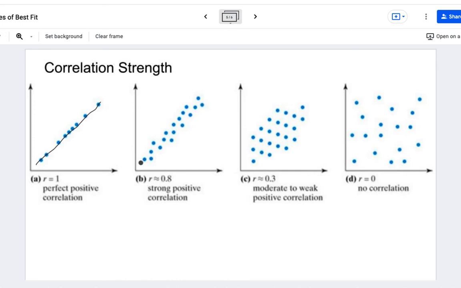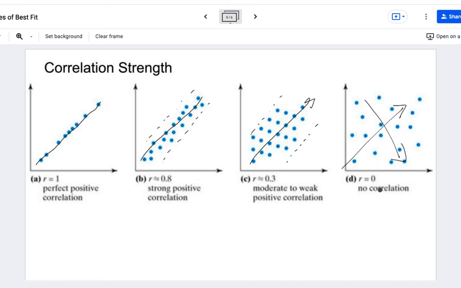Strong correlation means if you drew a line through it, all the points would be pretty close to that line. Moderate to weak means if you did draw a line through the data set, they're a little more spread out. And again, this time you can't draw a line through it because it doesn't go anywhere. It's just a cloud. So this is no correlation.